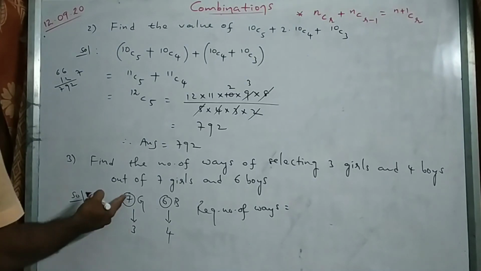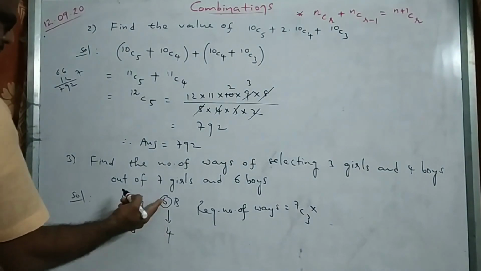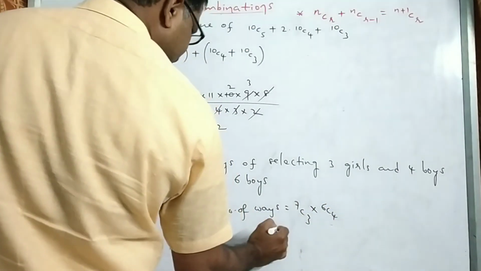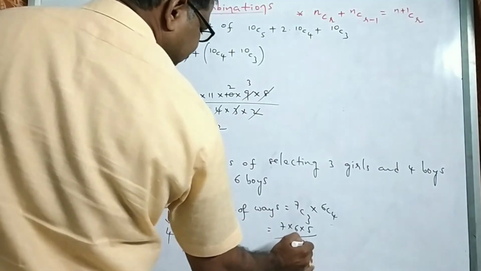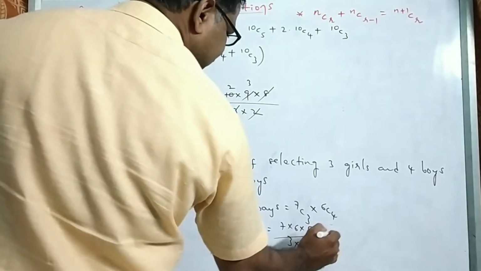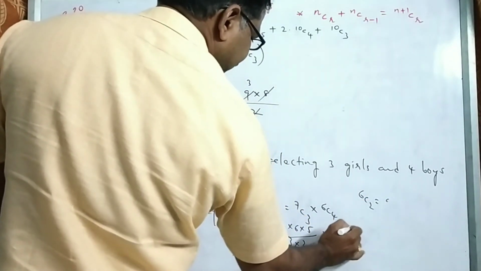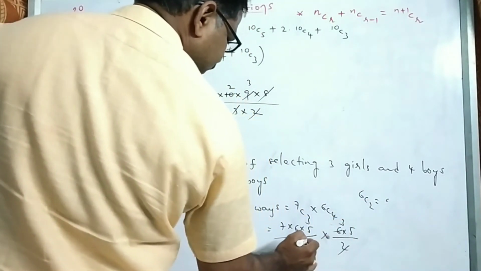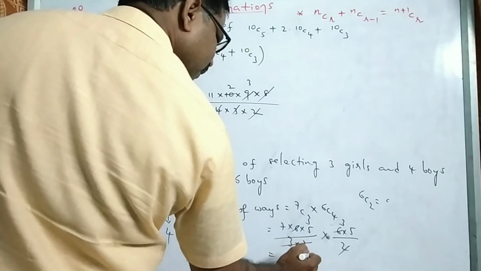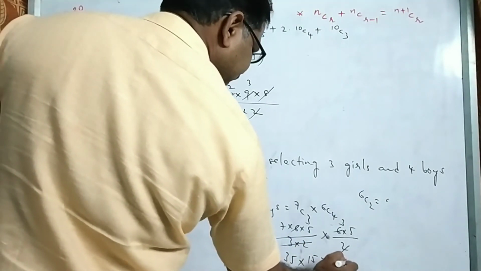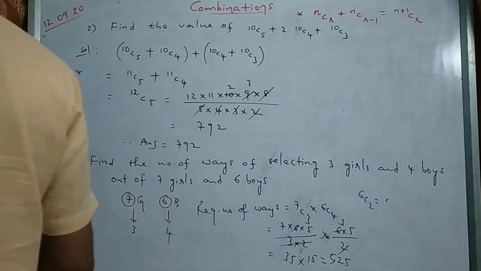selection of 3 girls from 7 girls is 7C3 into selection of 4 boys from 6 boys is nothing but 6C4. So 7 into 6 into 5 upon 3 2s into 6C4 means nothing but 6C2. So 6 into 5 by 2. 2 3s 6. 35 into 15. 15 5s 75. 15 3s 45 plus 7, 52, 525.